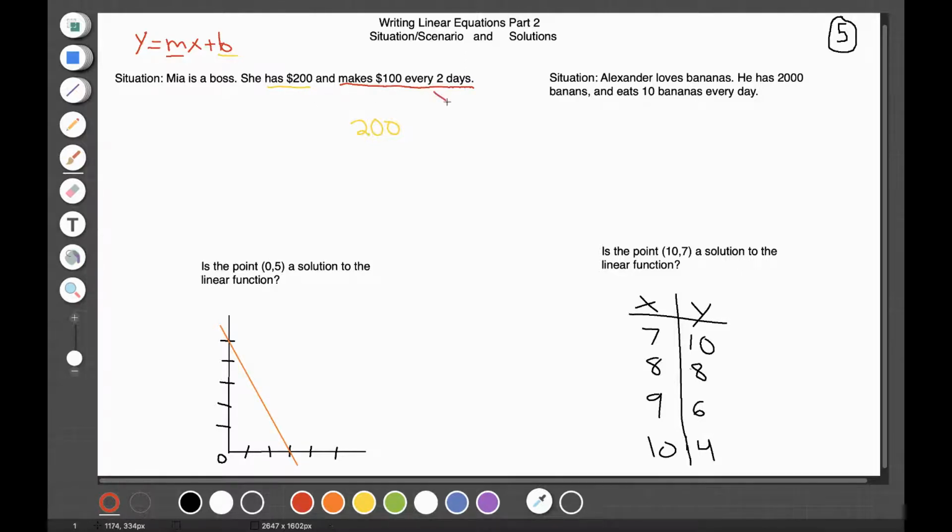If I turn this into, let's think about it, it's $100, and then my days would normally be like my x, so it's every 2 days. $100 every 2 days. Well, what does that average out to? 100 divided by 2, it's actually just 50. So you've got to be careful. When it says every 2 days, you need to make sure you put that every 2 underneath and then simplify if you need to. So our m is really 50. So we can put that 50 over here.